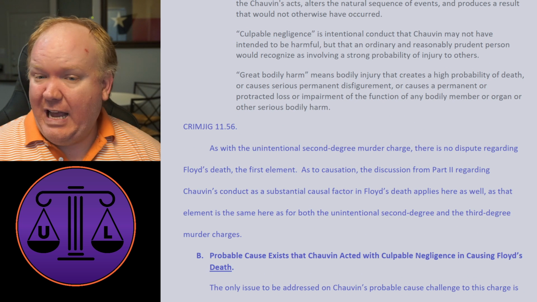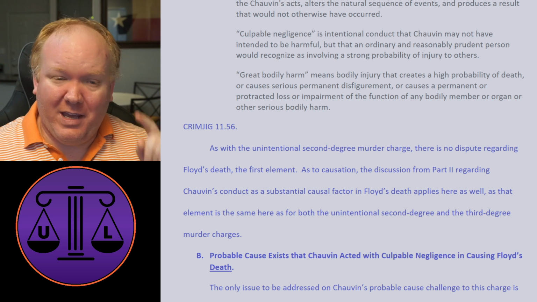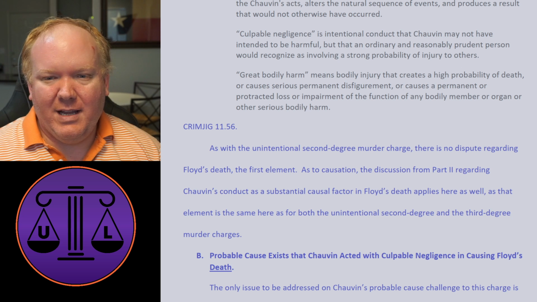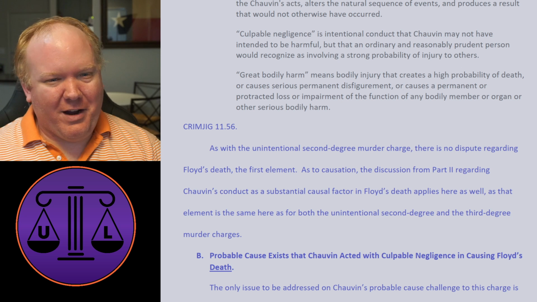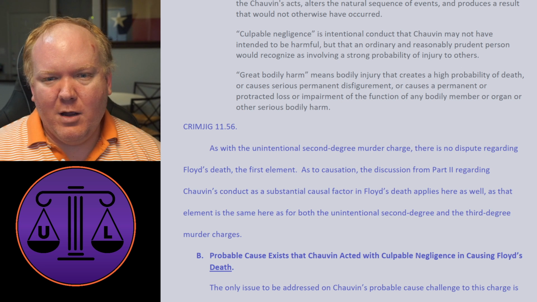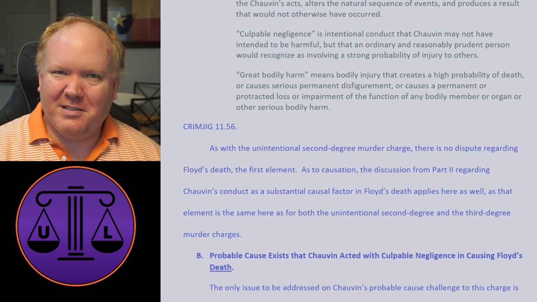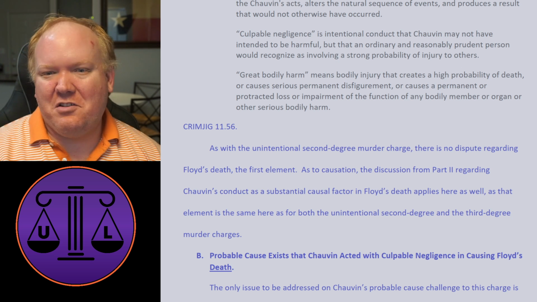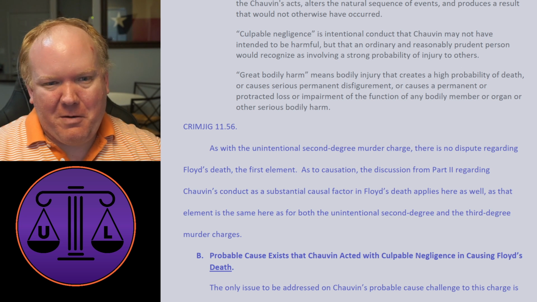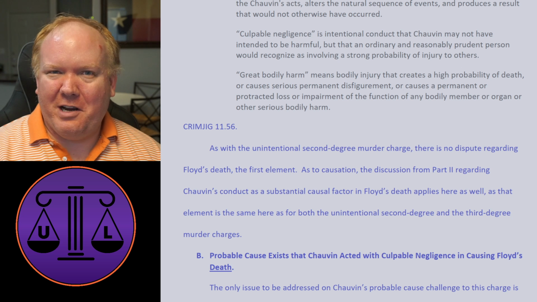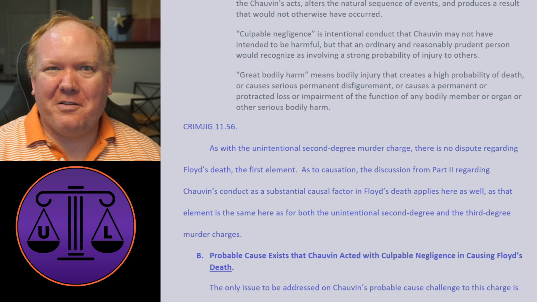Culpable negligence is intentional conduct that Chauvin may not have intended to be harmful, so it's not his subjective intent as to this part, right? This part at least, that he didn't intend to be harmful, but an ordinary, reasonable, prudent person, the everyman, would recognize as involving a strong probability of injury to others. How do you determine that? You ask the jury, because the jury is kind of definitionally an ordinary and prudent person. That's one of the reasons the jury exists. How do you determine what an ordinary and prudent person does? Ask the jury. If all 12 of them would agree, that's what an ordinary and prudent person would do. That's how you know the answer to this question.